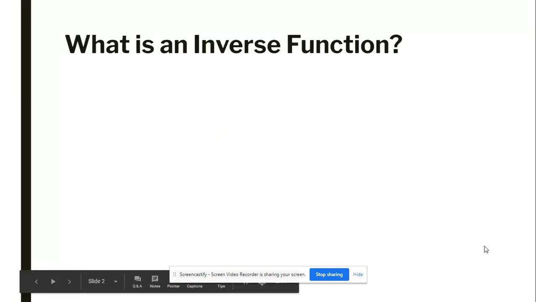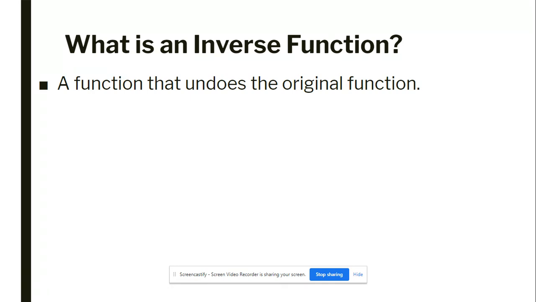So what exactly is an inverse function? It's a function that undoes the original function. Just like division undoes multiplication, these are functions that undo the original. So let's take a look at some examples so you can see exactly what I mean.